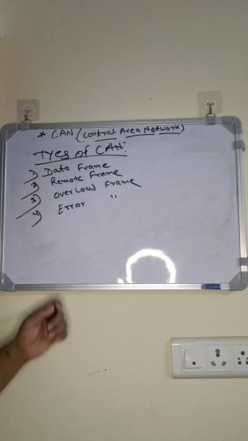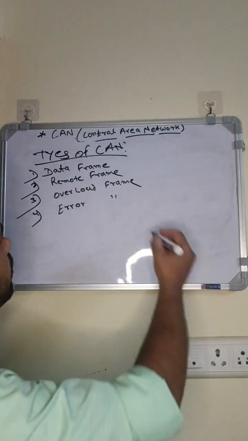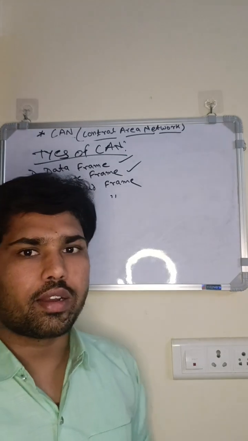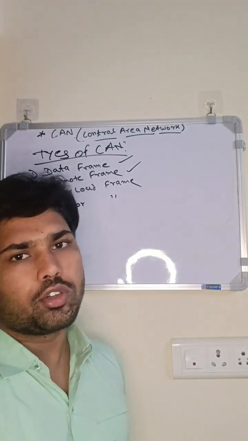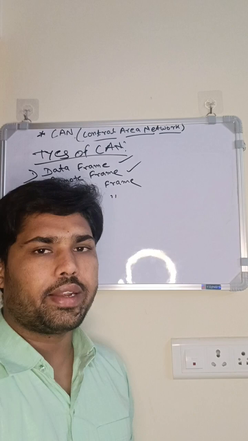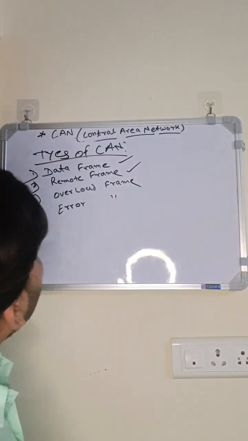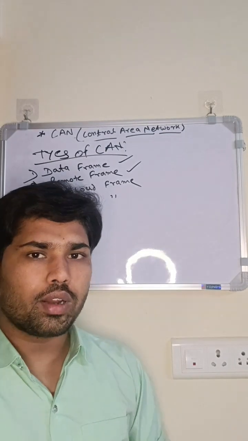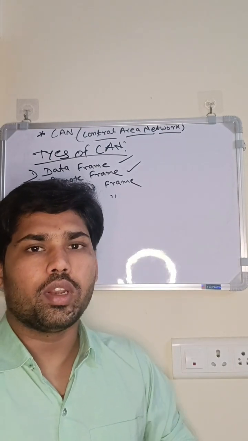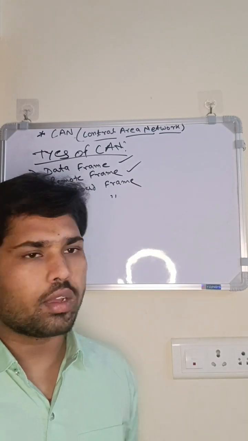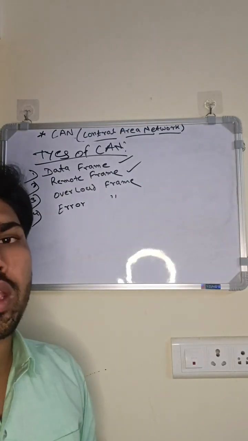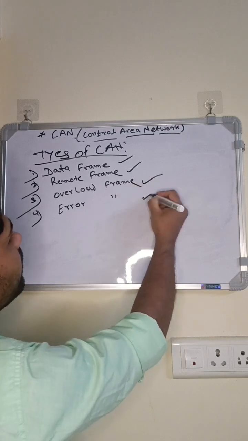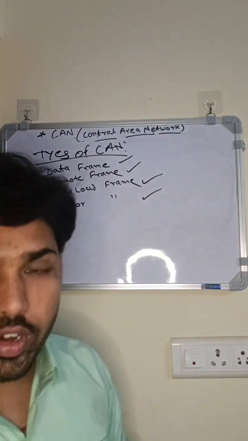Yesterday I explained the data frame and remote frame. When we transmit data and receive data from one node to another node, that is called a data frame. And a remote frame is when one node requests data from another node. Today we are going to discuss the overload frame and error frame. So what is the overload frame and error frame?